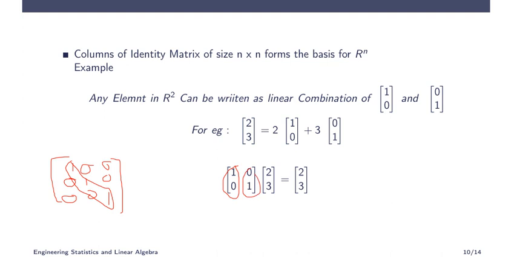So for Rn, there will be n elements, and the number of rows and columns will be n.